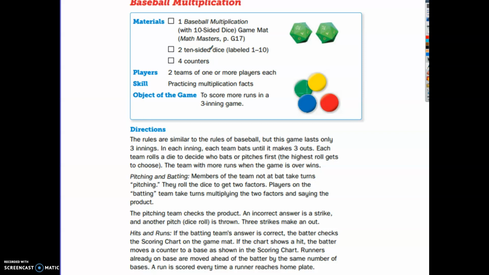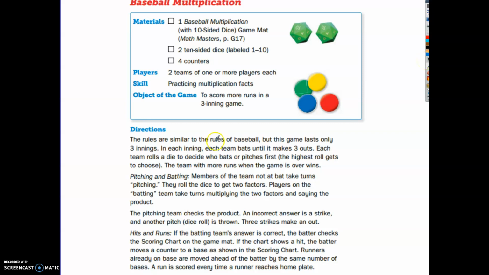But what you could do is make 20 slips of paper, 10 squares, and number them 1 through 10 and 1 through 10 again. You need 4 counters. They should be in your toolkit. 2 teams of 1 or more players each. And you're going to practice your multiplication facts. And the object of the game is to score more runs in a 3-inning game. Here are the directions. Let's talk through them.